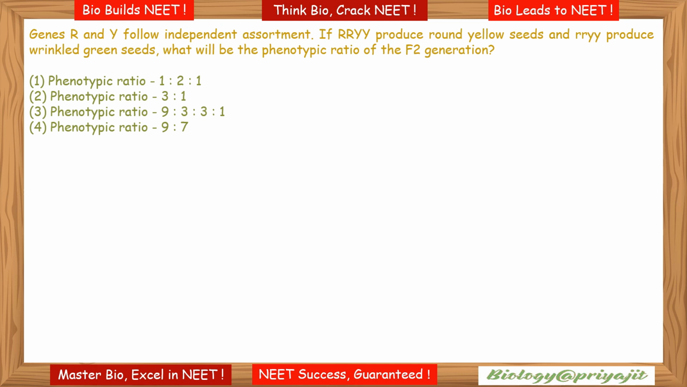Genes R and Y follow independent assortment. If RRYY produces round yellow seeds and small y produces wrinkled green seeds, what will be the phenotypic ratio of the F2 generation? When RRYY, round yellow, is crossed with rryy, wrinkled green, the F1 hybrids RrYy are all round yellow, and selfing of the F1 results in F2 with a phenotypic ratio of 9 round yellow, 3 round green, 3 wrinkled yellow and 1 wrinkled green. So the correct option will be 9:3:3:1. Option 3 will be the correct answer.